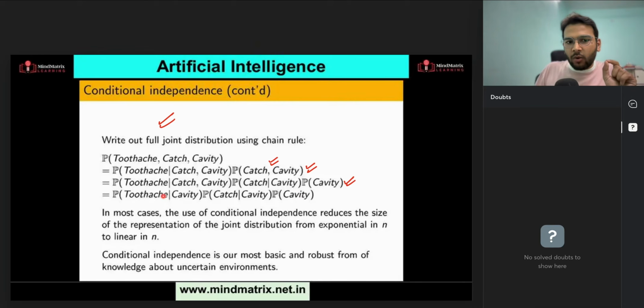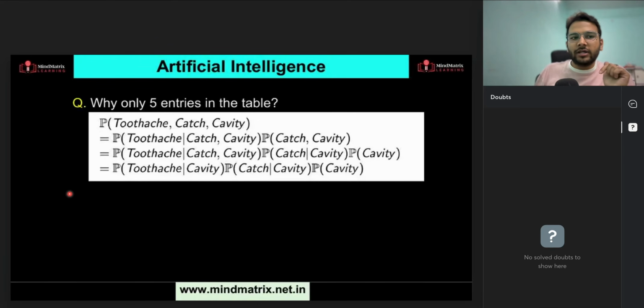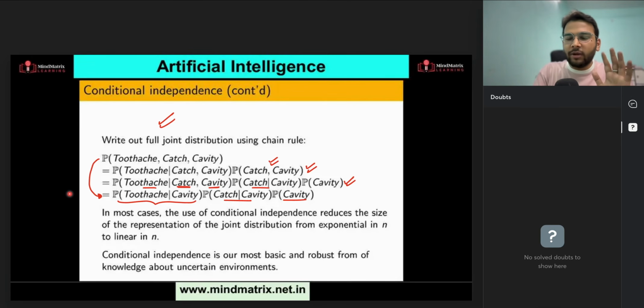Okay. Now, you know that catch and toothache, when cavity is given, then catch and toothache, they become conditionally independent. So I can write simply like this: yes or no? That probability of toothache given cavity into probability of catch given cavity into probability of cavity. So now I can say this is equivalent to this one. Okay. Now the point is, is this clear so far, everyone? Yes, no? Any doubt here?